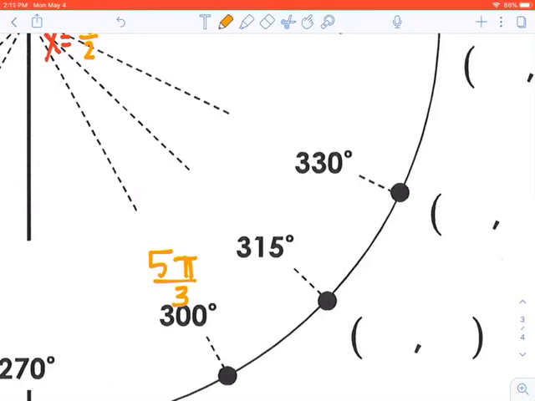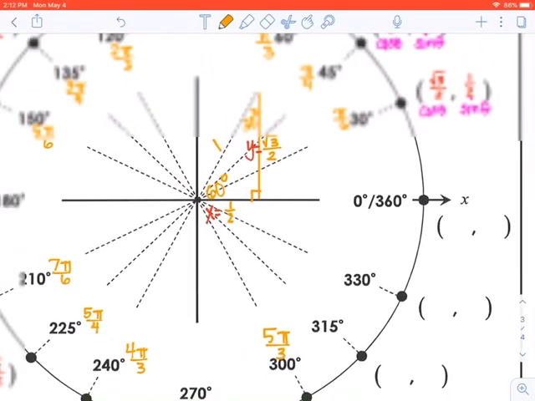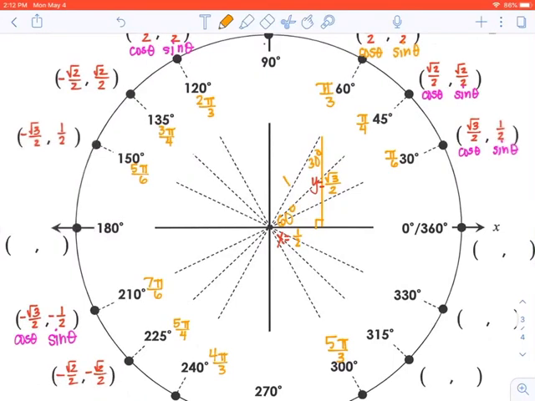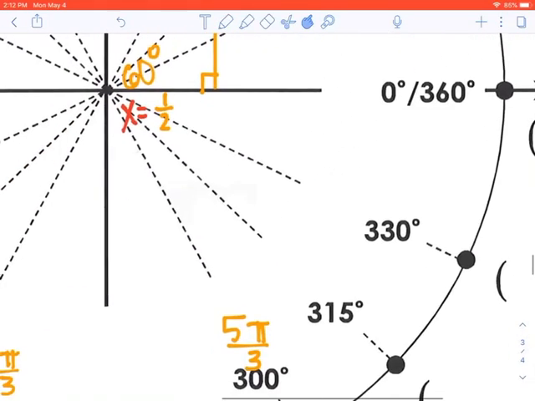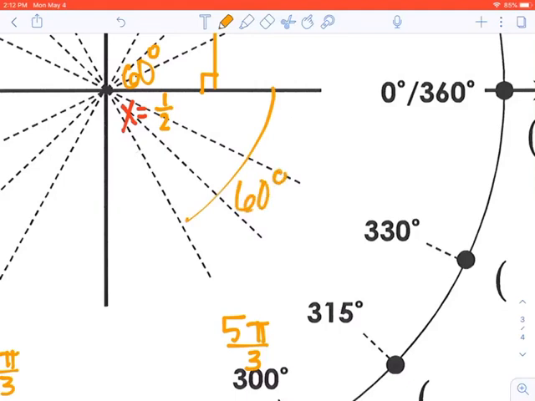Remember I told you the over 3's have the 60-degree reference angle. You'll see if you look at this whole thing, 60 degrees is pi over 3, 120 is 2 pi over 3, 240 is 4 pi over 3, and now 300, also a 60-degree reference angle, because 300 to 360 is 60 degrees, also 5 pi over 3. Remember, reference angles always come from the x-axis, so we're closest to that 360. 360 minus 300 is 60 degrees.